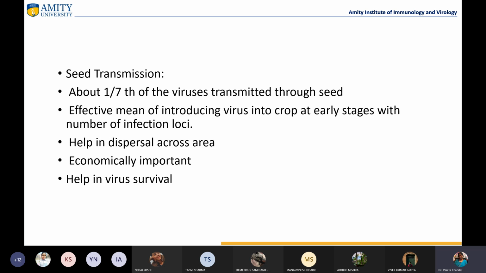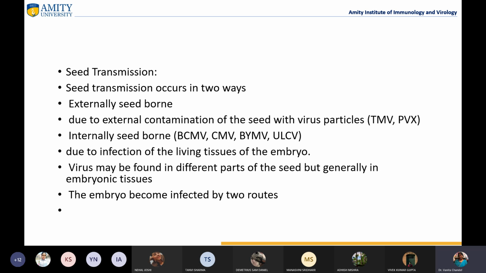And some lots from that we keep for the next season. So if it is virus infected, then definitely that seed, when we sow it in the field, the plant will definitely be virus infected in the beginning itself, right?